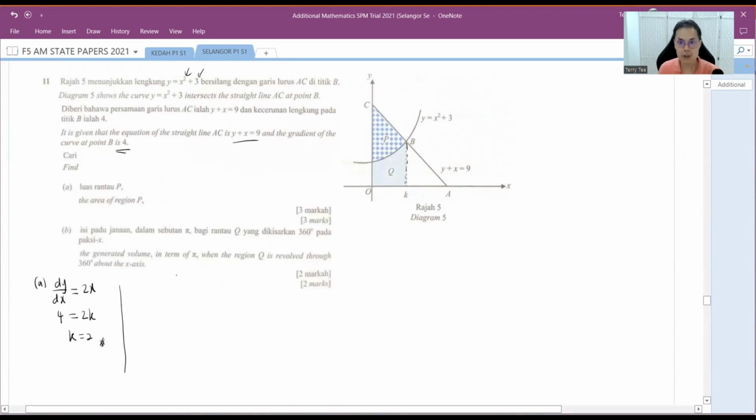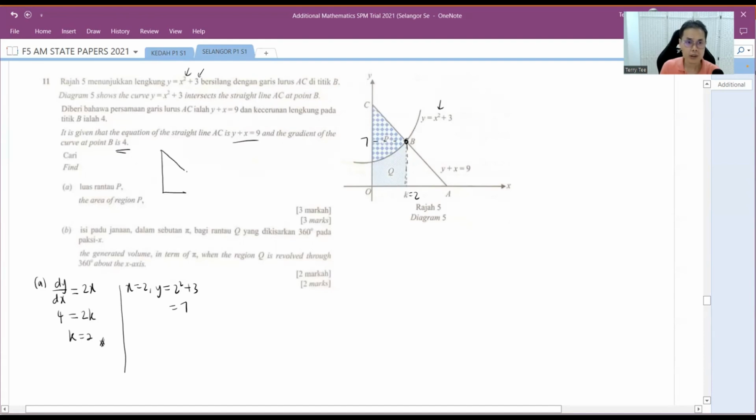I need to find the area. So I know k is 2. When k equals 2 here, I can sub inside either equation, the first one or the second one. Maybe I sub inside the curve. When x equals 2, your y is 2 squared plus 3, which gives us 7. So this is 7. Now, why do I need to do this? Because I want to find the area of shaded region P.